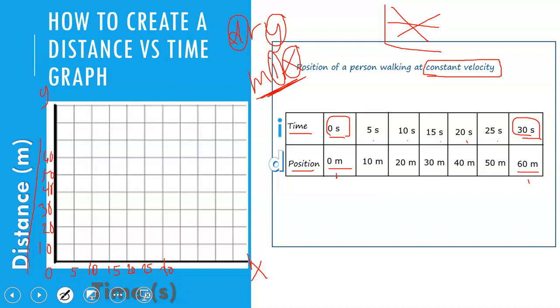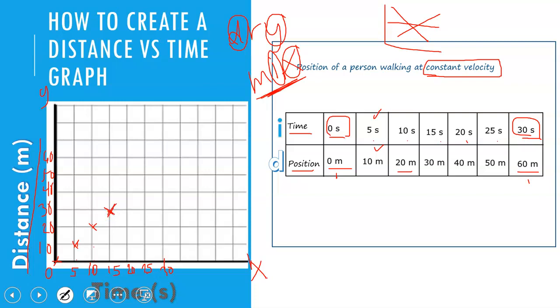So at time 0, the person was at 0. So that's your first point. At time 5, the position was at 10 meters. So at time 5, you're going to go up to the 10-meter mark. At time 10 seconds, the person's at 20 meters away. So at 10 seconds, you're going to go all the way up to 20 meters. At 15 seconds, the person was 30 meters away.